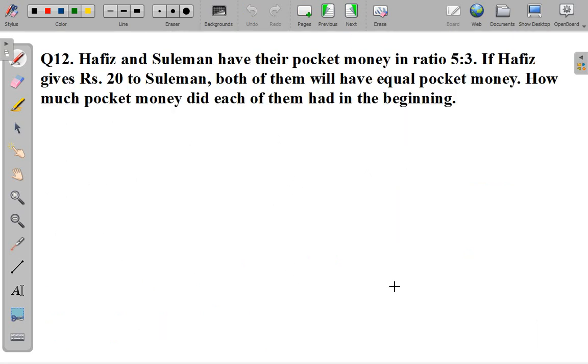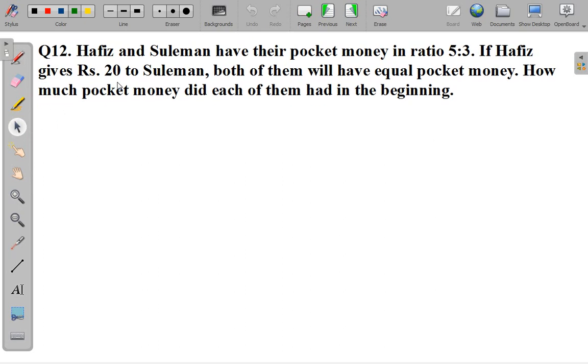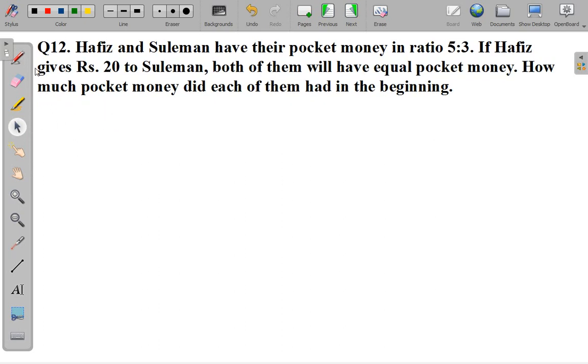Next is question number 12. It was actually the homework for yesterday, but some of you students did not get the solution correctly, so I am going to explain question number 12. Hafiz and Suleiman have their pocket money in the ratio of 5:3.